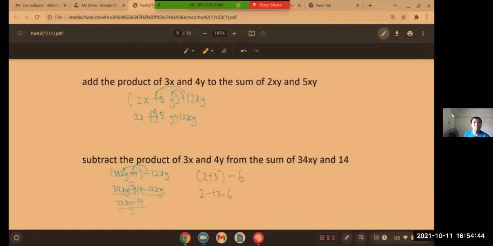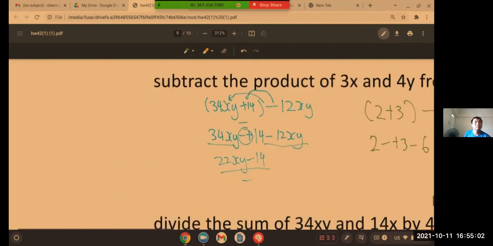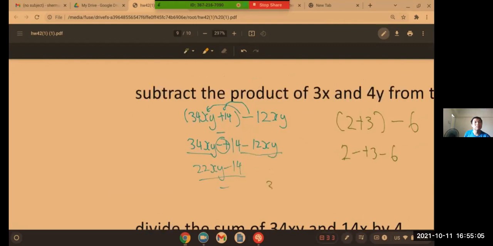You just strip off the bracket because the bracket is in front. You just strip off the bracket. Can you just remove the bracket? No need first arrow and second arrow. Just remove the bracket.